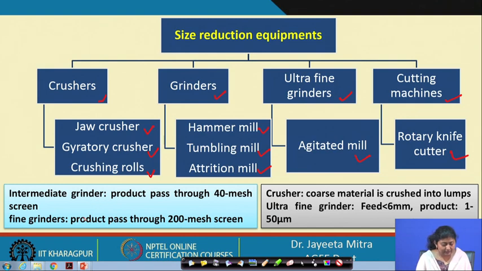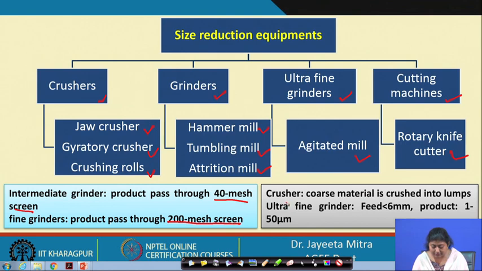So, if we consider the grinder, we can again classify them into intermediate grinders and fine grinders. Intermediate grinders produce the product which can pass through a 40 mesh screen. We will discuss in detail today what is the 40 mesh screen, how this specification of mesh size has been done, and fine grinders can pass the product through a 200 mesh screen.